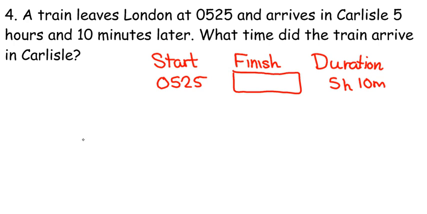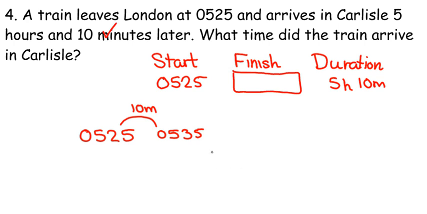Okay, so using our little timeline, we're leaving London at 05:25. We are going to be going for 5 hours and 10 minutes. So rather than finding the time between two things, what we need to do is find our finish time. So we're going to count ahead. I'm going to start off with my 10 minutes. If I add on my 10 minutes for my 5 hours and 10 minutes, that's going to take me up to 05:35.